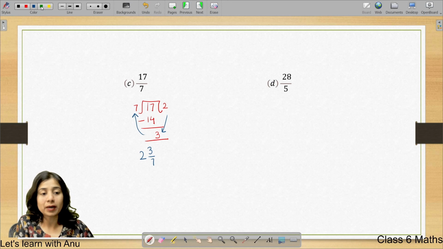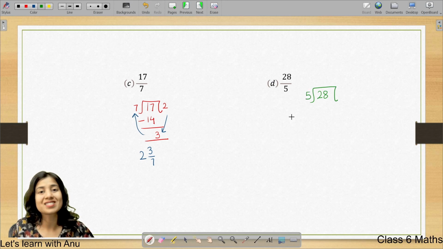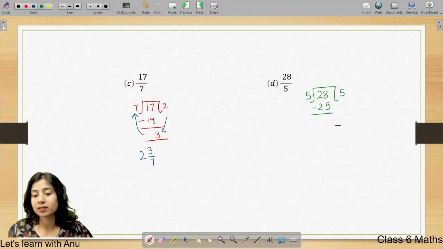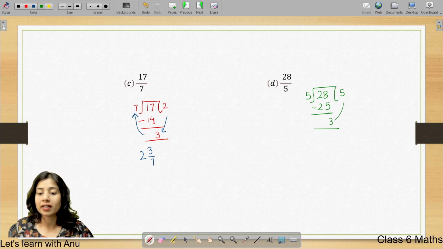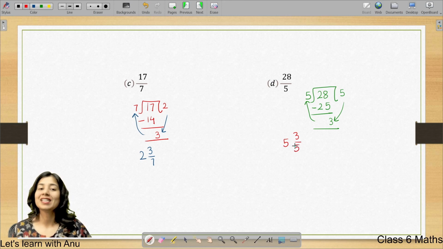Moving ahead to the D part, 28 by 5. So let's divide it. 28 is the dividend, 5 is the divisor. 5 times 5 is 25. After subtraction, we are going to get 3. So again, going in clockwise direction, we get 5 3 by 5 as the answer. I hope everyone understood it. So for this, you should be clear what is divisor, what is remainder, what is quotient, right?